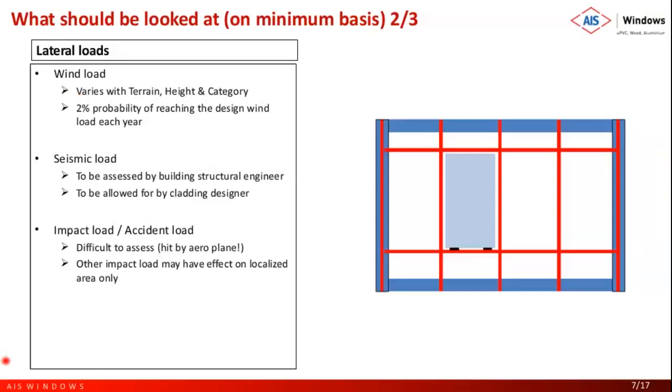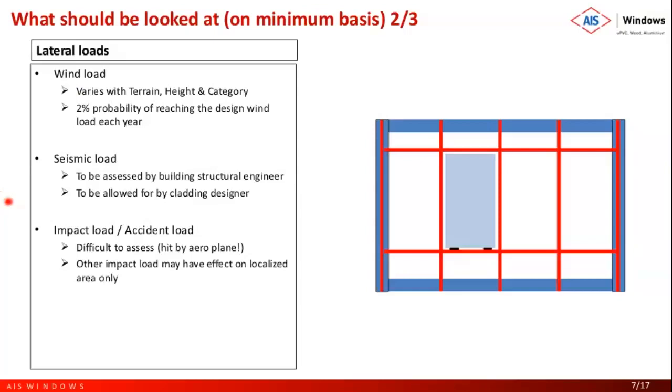Third part, impact load, accident load. Sometimes these can be very difficult to assess. Nobody will actually design a building which is to be hit by an aeroplane. So sometimes this can be big forces. At other times, the impact load may have a very localized effect. We may or may not want to design for some impact load because the impacts are very localized. Probability is very less, and we may decide to rectify it as and when it happens.